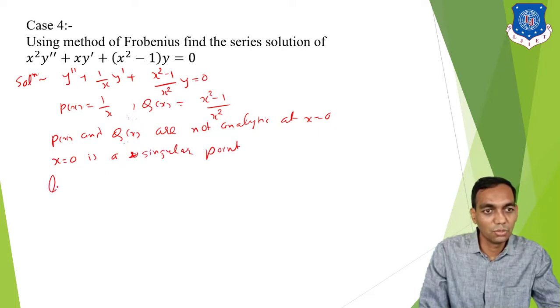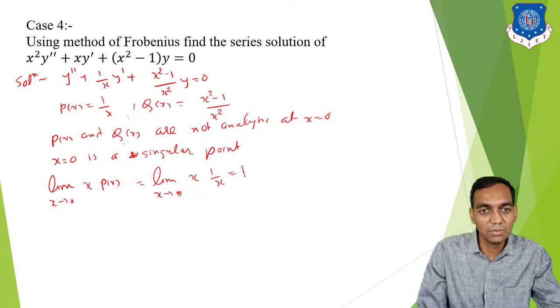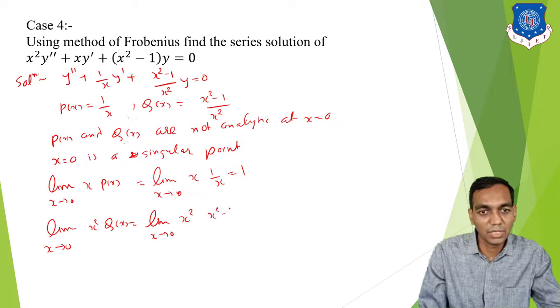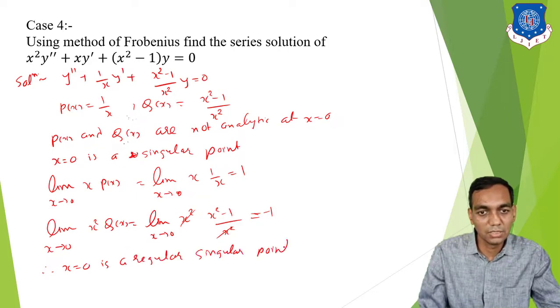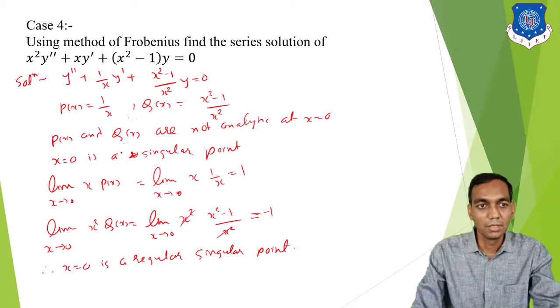First of all, you have to find two limits: limit x tends to 0 of x into px, that will be limit x tends to 0 of x into 1 upon x, that will be 1. In the same manner, limit x tends to 0 of x square into qx, that will be limit x tends to 0 of x square into x square minus 1 upon x square. So x square cancels out and you will get the answer minus 1. And therefore x equal to 0 is a regular singular point. Correct?